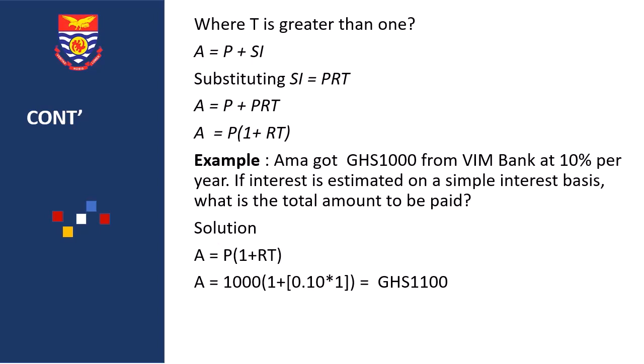1 plus 0.10 times 1. Yeah, so we are getting 1,100 Ghana cedis. And that was exactly what we had in our previous example. So this one, you see, we didn't calculate the simple interest first. We just substituted everything in the formula. So anytime the question asks you to find the total amount to be paid, you can go forward and use this formula. All right, let's move on.